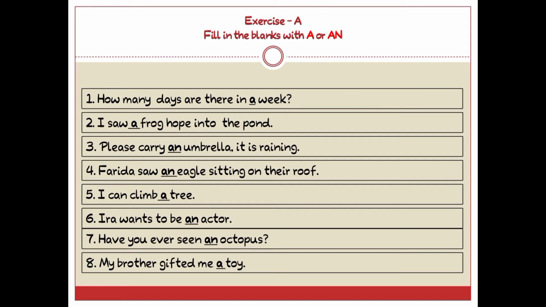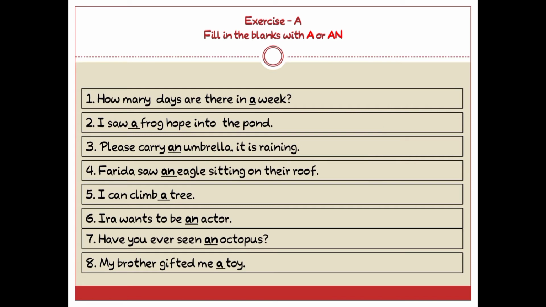Second, I saw a frog hop into the pond. Third, please carry an umbrella. It is raining. Why have we used an here? Because the word umbrella begins with a vowel, so we have to write an.